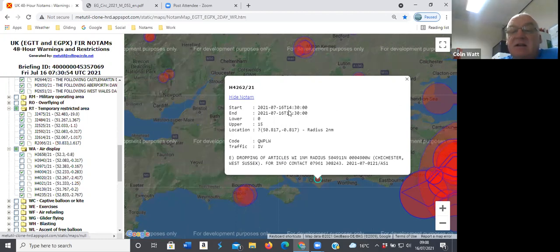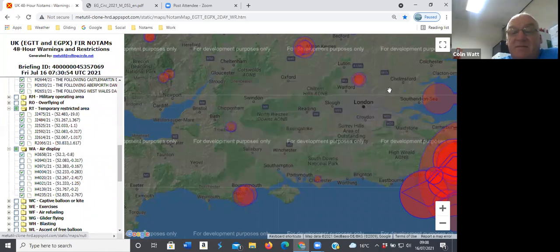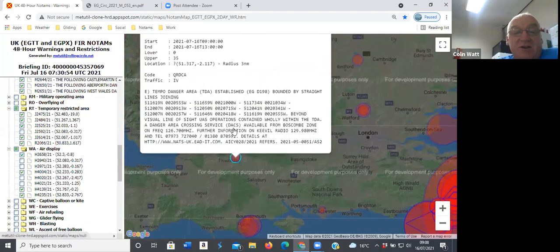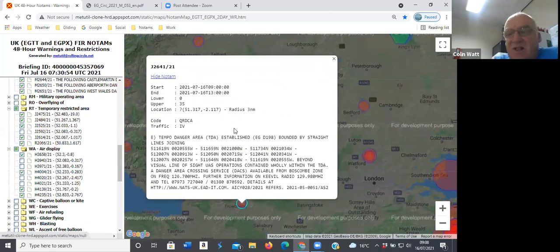And it's 3:30 to 4:30. Keevil temporary danger area. It's Friday, so it's open from 10 till 2, and the army then go away for a long weekend, so it's closed after that. Again, if anybody manages to go in that area and get a crossing service, please let me know.